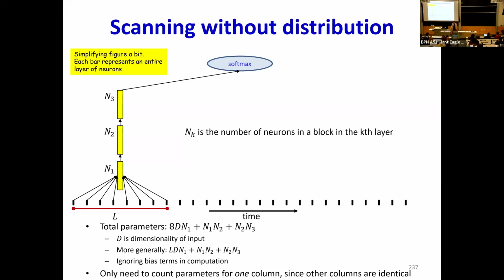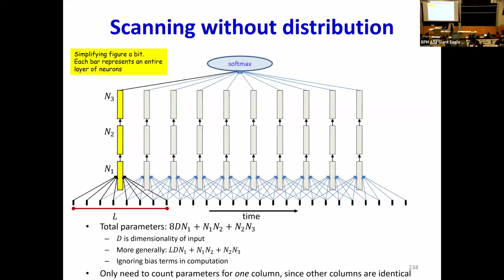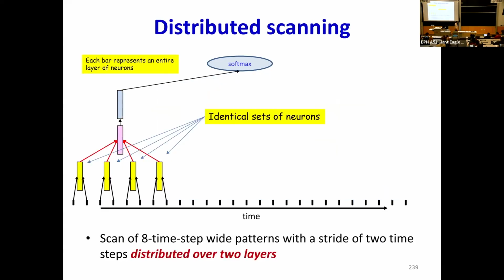Now, I only need to compute it for one column because all the columns are identical, right? Now let's do this with distribution. So let's say I'm still looking for a width of 8, but I'm doing this in a 2-step process. I'm distributing the width of 8 over 2 layers. The first layer consists of neurons which look at windows of size 2 and take a stride of size 2. So I'm going to have 4 computations with the same network.